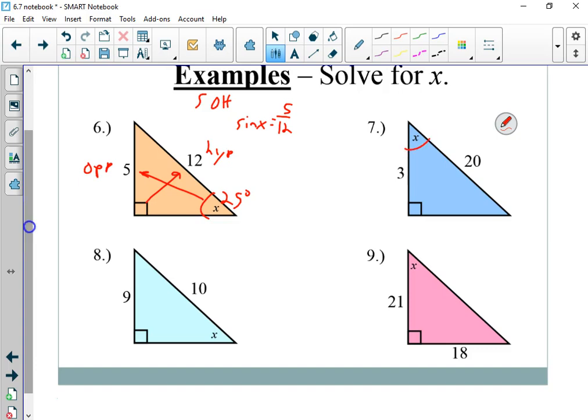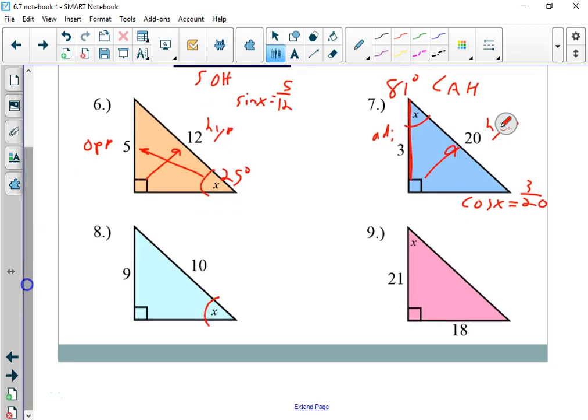Number 7, my angle. I have my touching or adjacent side, and I have my ever-present hypotenuse. So I have A and H. That's cosine. So cosine of x equals adjacent 3 over hypotenuse 20. I do inverse cosine on my calculator and type in 3 divided by 20, 81.37. So we'll call that 81 degrees.